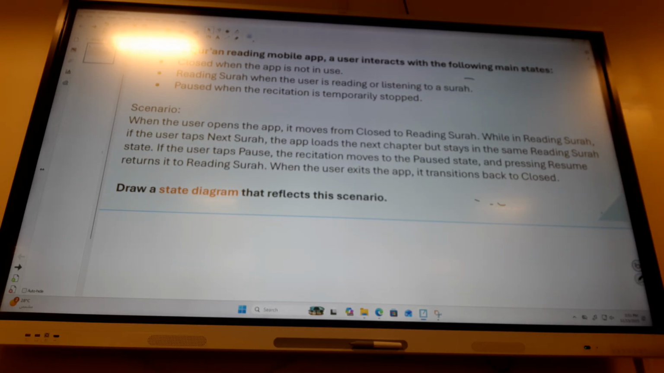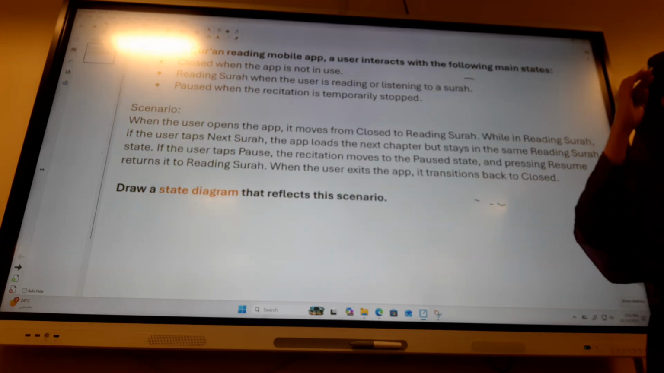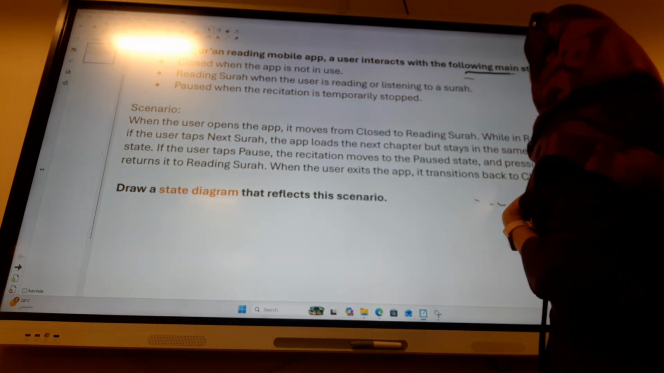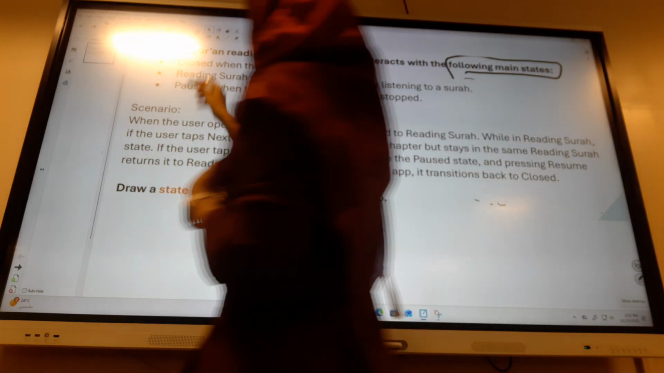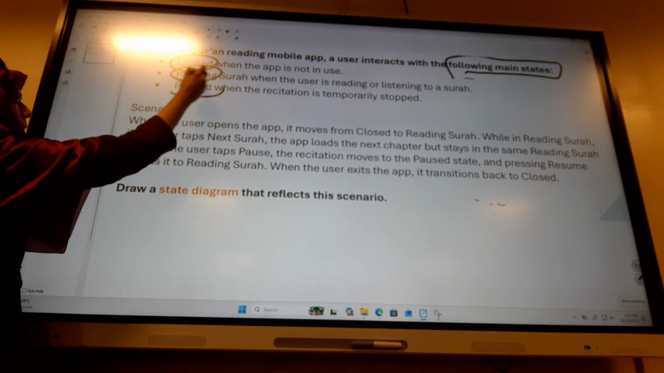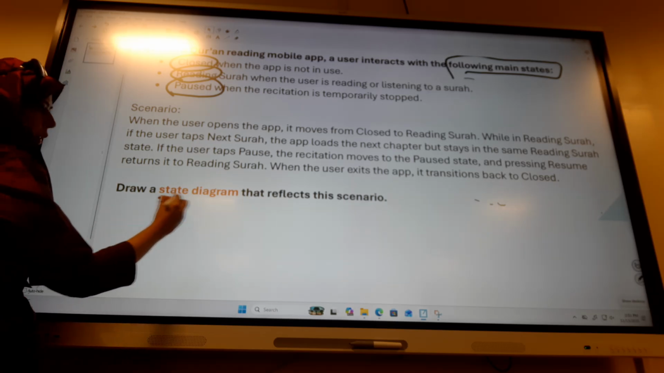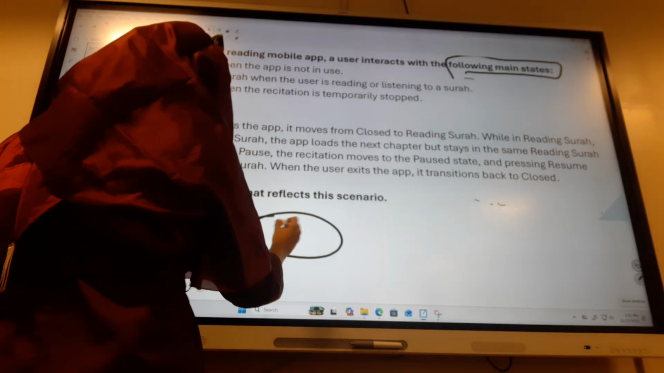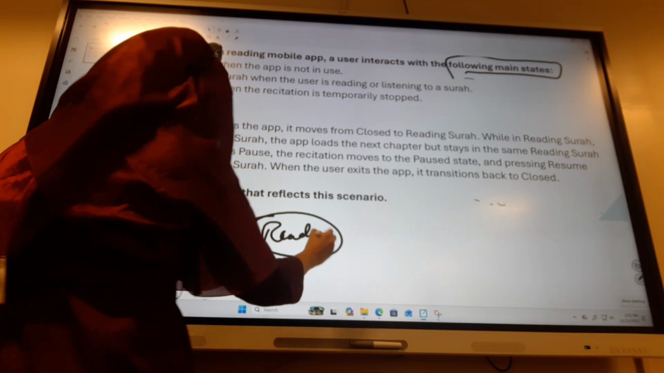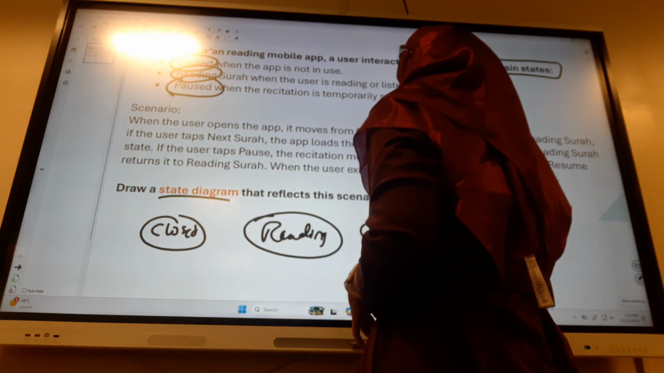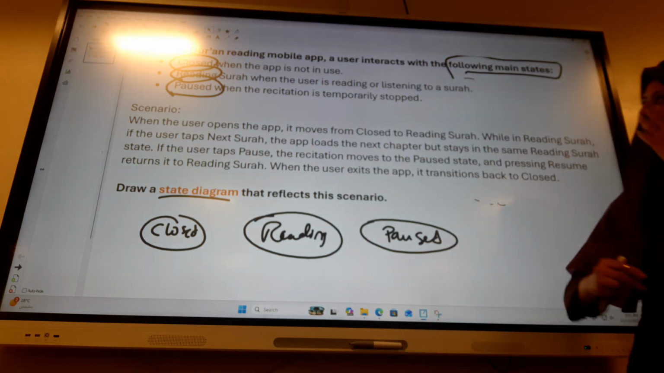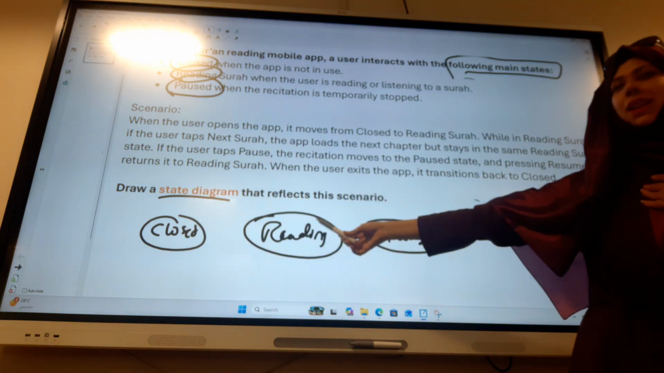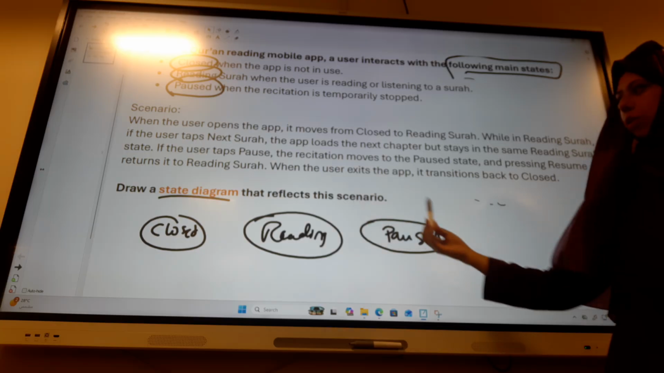The state diagram. Okay. Now let's do this one. So here I have Quran, and I'm giving you here the following three main states, which is closed, reading, closed. Okay? How do you do a state diagram? Here, closed, reading, closed. Okay? This scenario is meant to tell you what happens so the state can change from one to another. Exactly.